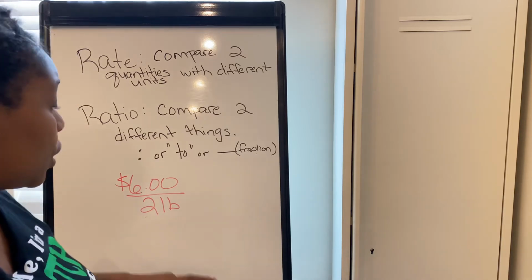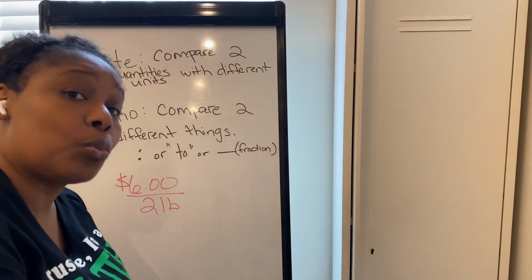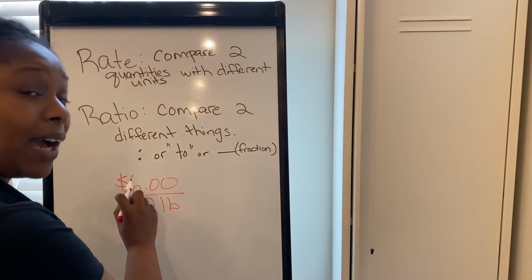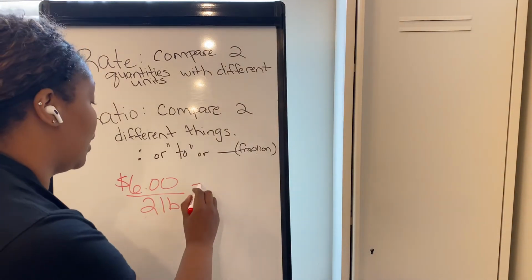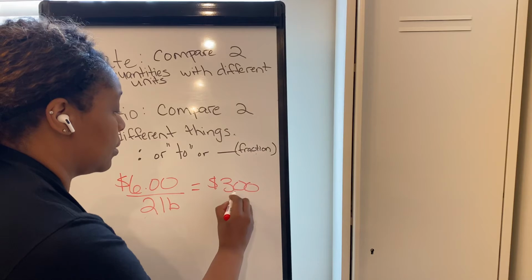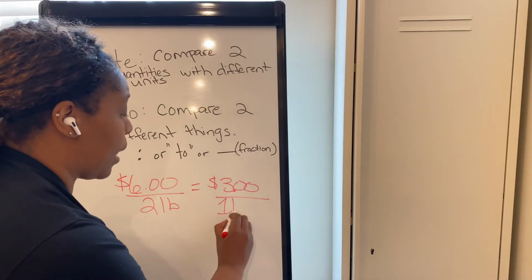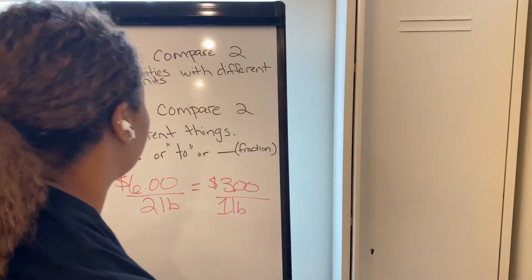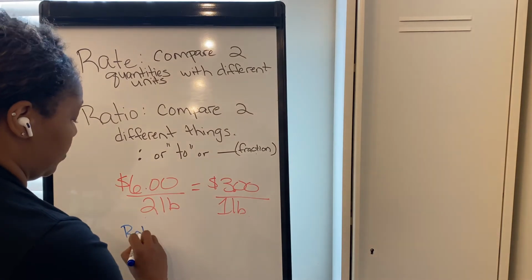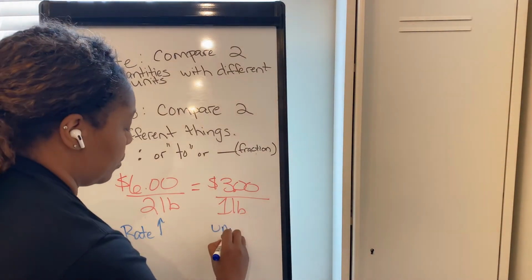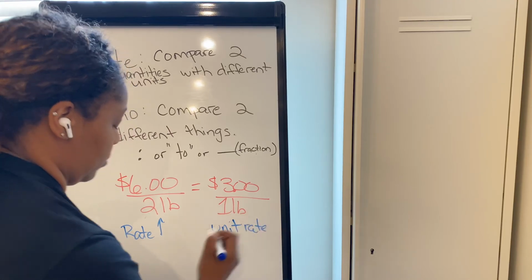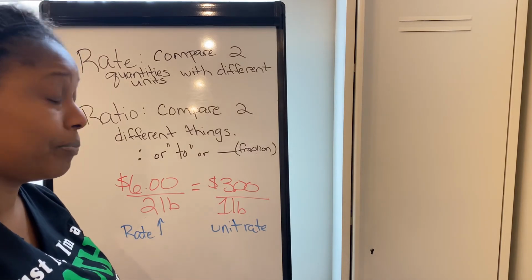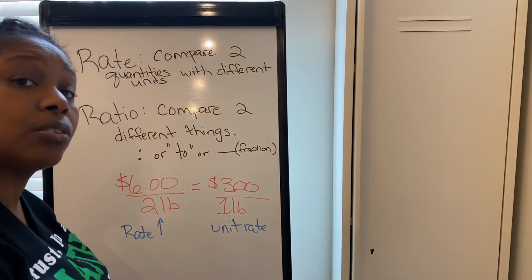So if you remember, this fraction bar also means to do what? What operation? Division. If I divide 6 by 2, I'm going to get $3 for 1 pound of grapes. Okay, that's it. So you go from the rate to the unit rate. Okay, simple enough. If you need to take a picture or a screenshot, do so now.